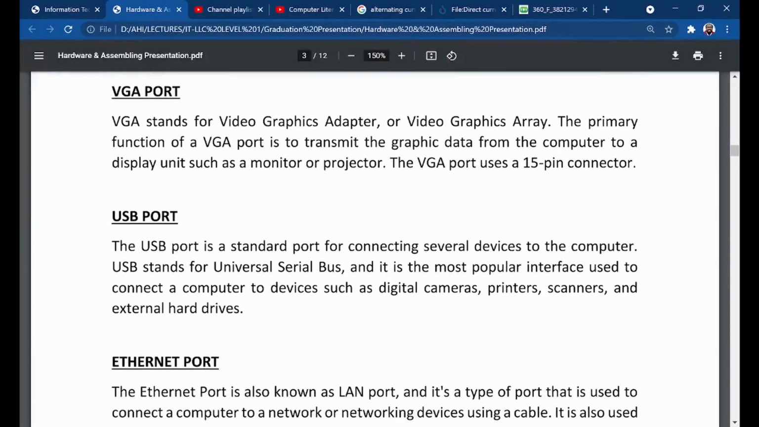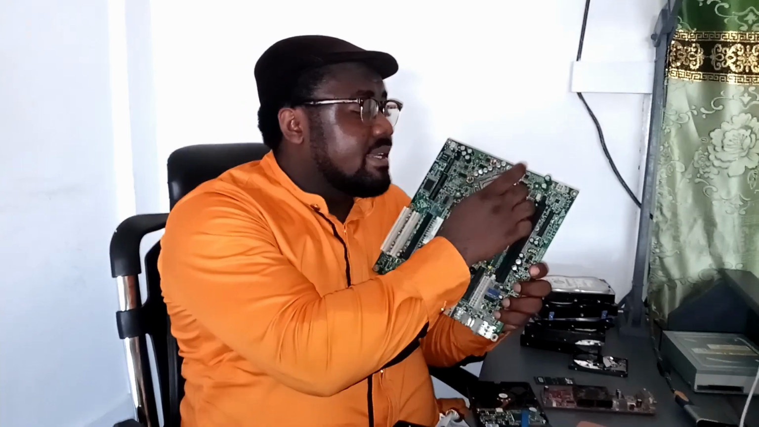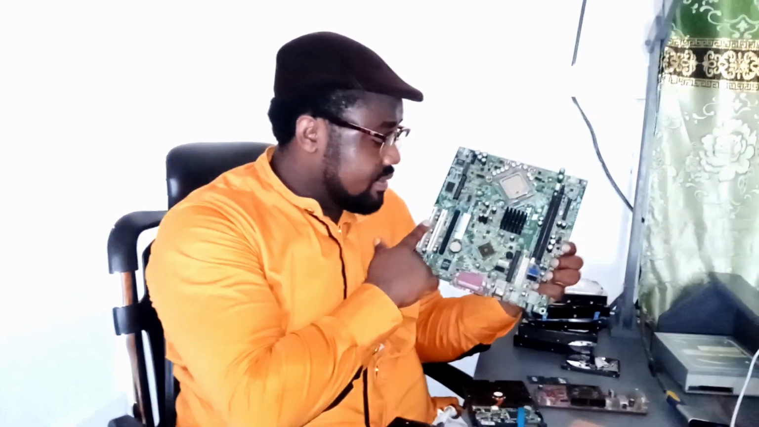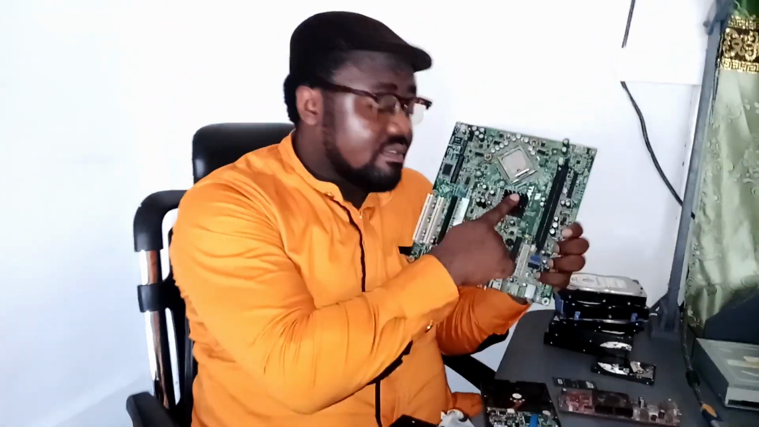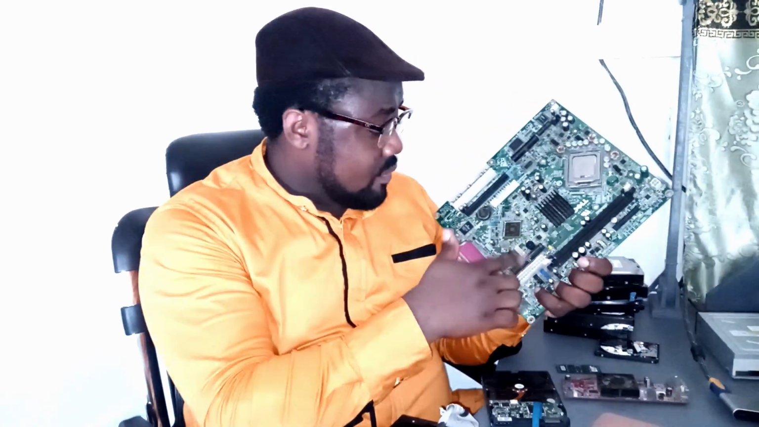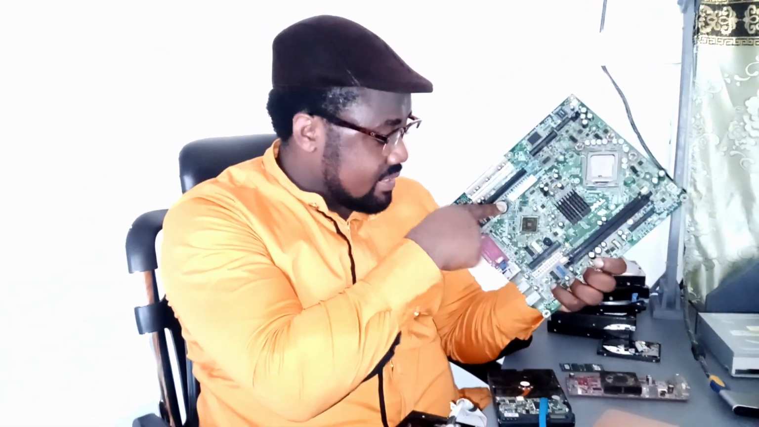If you want to be a technician or an engineer, you will go further and learn more things. We talked about the CPU socket, the RAM slots, the expansion slots, the north bridge, the south bridge, the 24-pin power connector, the SATA connectors, the IDE data connector, the BIOS chip or the ROM chip, the CMOS battery, and I think you are good to go.